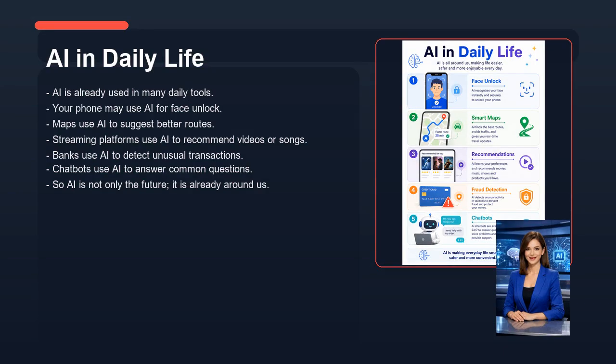Now let's look at AI in daily life. AI is already used in many daily tools. Your phone may use AI for face unlock. Maps use AI to suggest better routes. Streaming platforms use AI to recommend videos or songs. Banks use AI to detect unusual transactions. Chatbots use AI to answer common questions. So AI is not only the future, it is already around us.